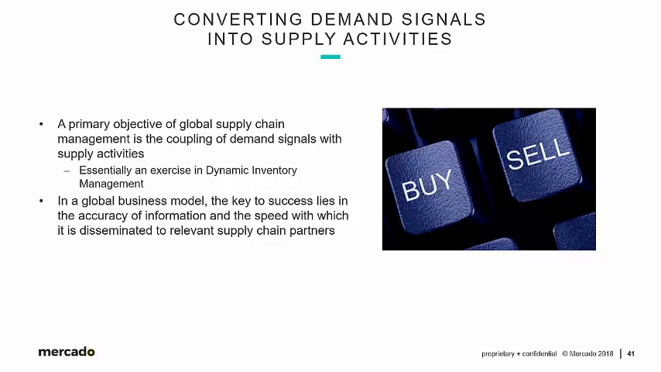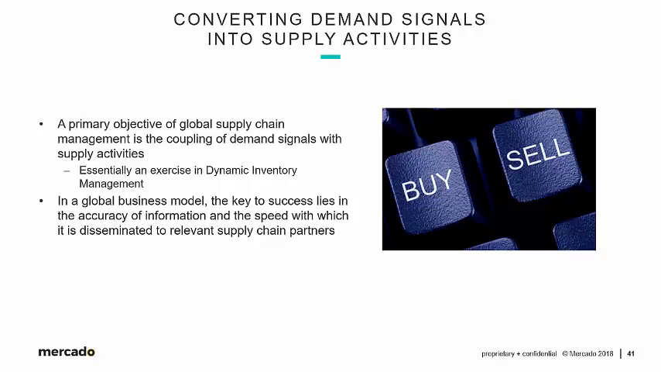It is our job as the importer of finished goods to overcompensate for that decoupling and find ways to bring everybody back together, which in essence becomes an exercise in dynamic inventory management. That just means, as we've seen previously, managing inventory as it is physically moving across global supply chains. In a global business model, the key to success lies in the accuracy of information and the speed with which it is disseminated to relevant supply chain partners.